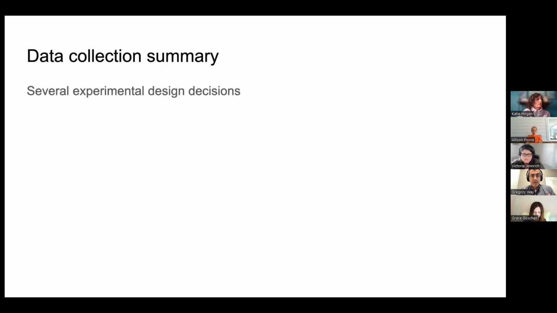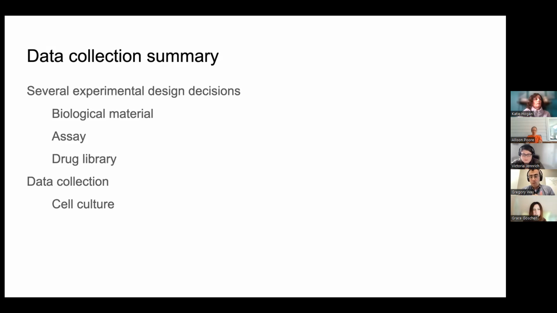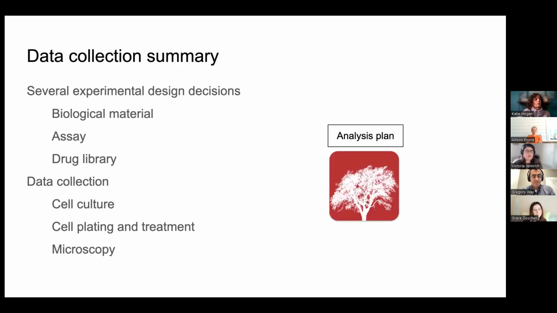So to summarize, there's a lot of different experimental design decisions that go into getting the data to use. You need to decide the biological material, decide the assay, decide the drug library. After that, we need to plan for data collection, which involves deciding the culturing conditions for the cells. What are the cells themselves too? I guess that goes under the biological material side. We need to decide different cell plating and treatment strategies, the plate design, and how to perform the microscopy.